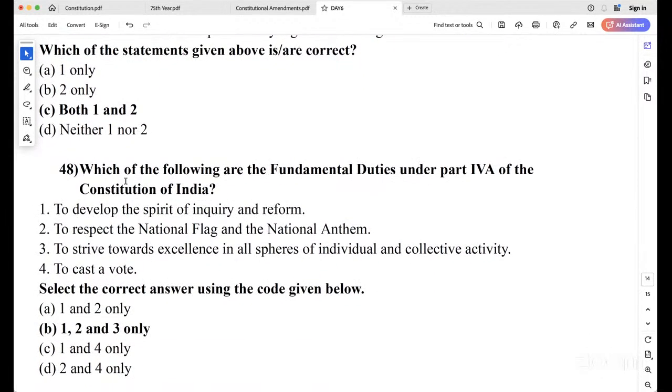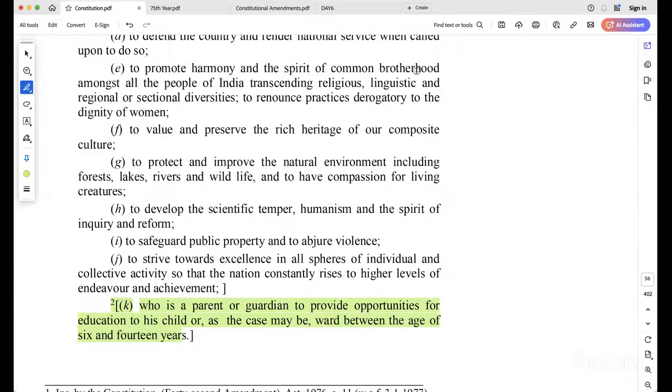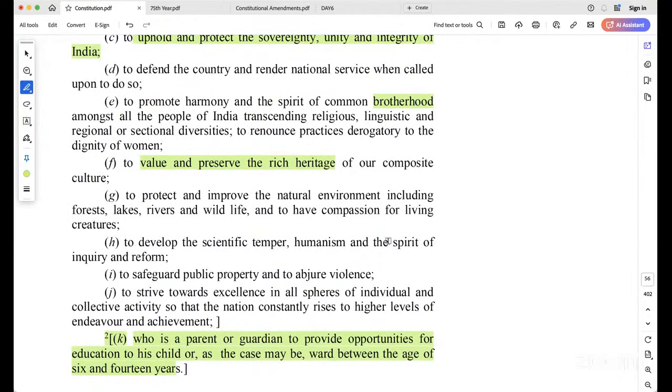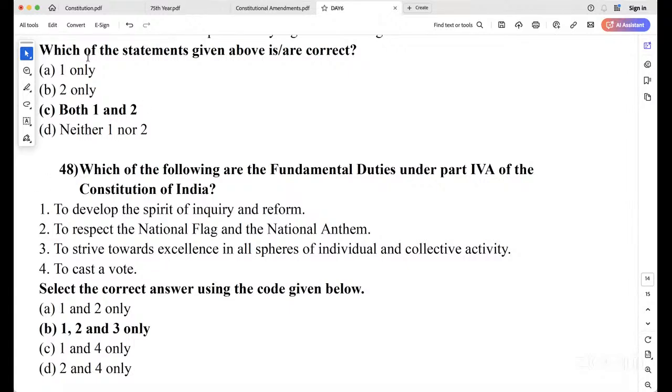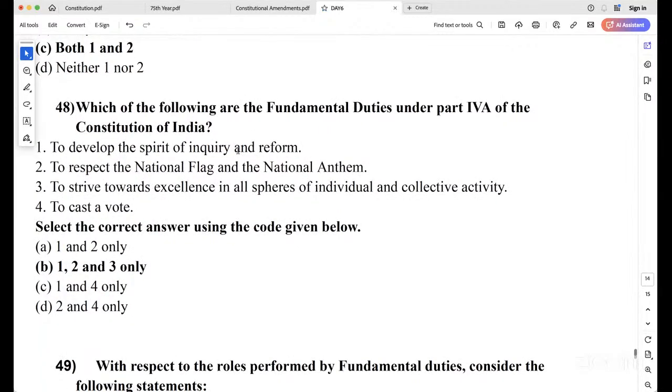Which of the following are the fundamental duties under Part 4A of the Constitution? To develop the spirit of inquiry and reform, to respect the national flag. Okay, here, to respect the national flag and national anthem, then cherish and follow the noble ideas. Then here, spirit of common brotherhood, then value the rich heritage. Then where is inquiry? Spirit of inquiry, and the other one is to cast a vote. Will that come? Spheres of individual and collective activity. But the Swaran Singh Committee suggested including this, to cast a vote. If they change the question, as it was recommended, it might be true. But the question is not that right now.